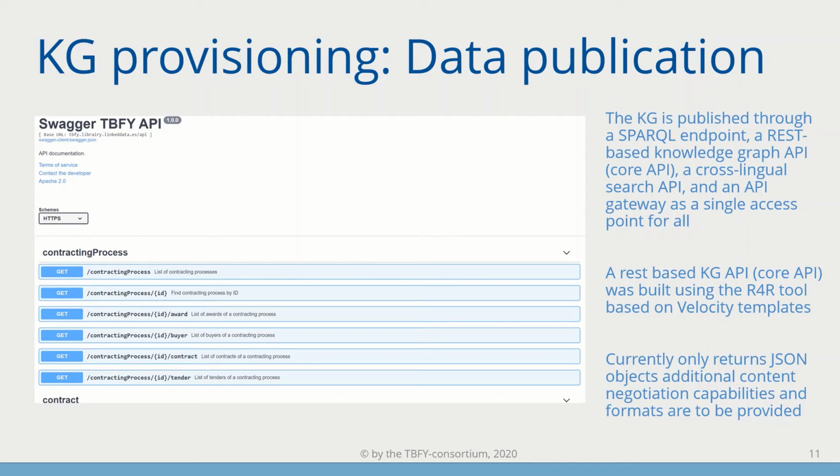As regards to data publication, knowledge graph is published through a SPARQL endpoint, a REST-based knowledge graph API, which we call Core API, a cross-lingual search API, which we will talk about in coming sections, and an API gateway as a single access point for all. A REST-based knowledge graph API, Core API, was built using the R4R tool based on the velocity templates. Currently, our API only returns JSON objects, but additional content negotiation capabilities and formats are to be provided. In the figure, you see a Swagger interface for our API, where actually one can play and test the API.